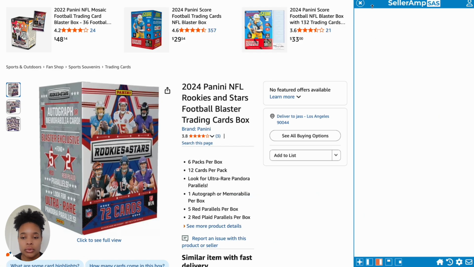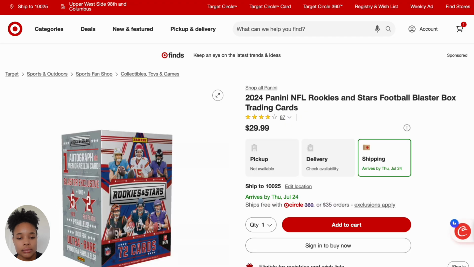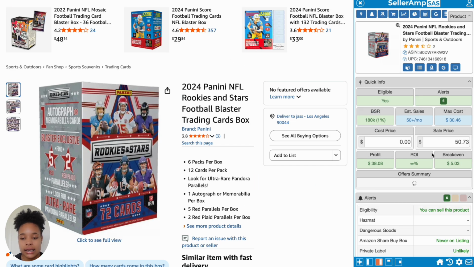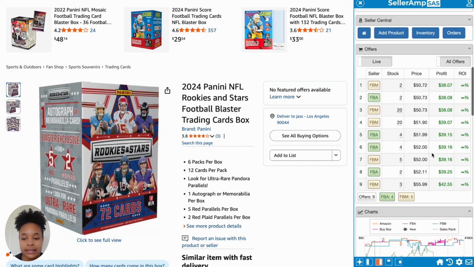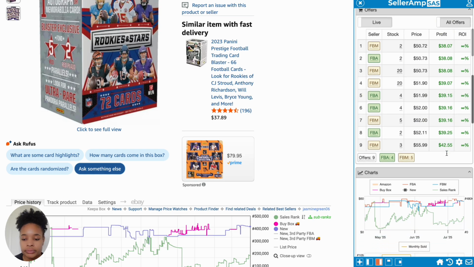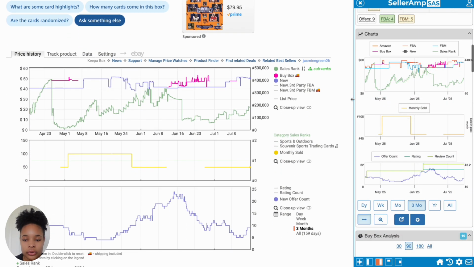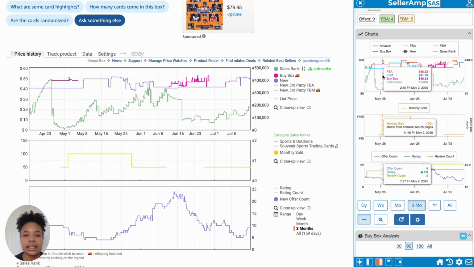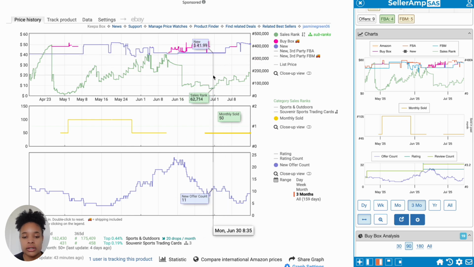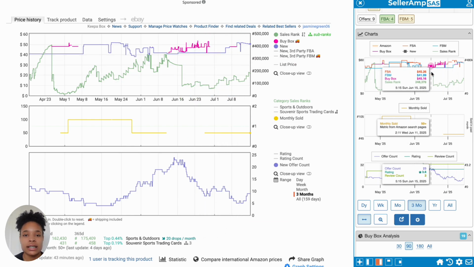So we're going to pull up our SellerAmp. We see that this product is on sale for $29.99 at Target, and it is currently going on Amazon as the cheapest FBA price, $50.73. So let's just scroll down into the Keepa. Now you can use either the Keepa software or the free Keepa graph already included into SellerAmp, but just for this example, I'm going to use the bigger Keepa software just so then you guys can see it better, but it's basically the same thing.